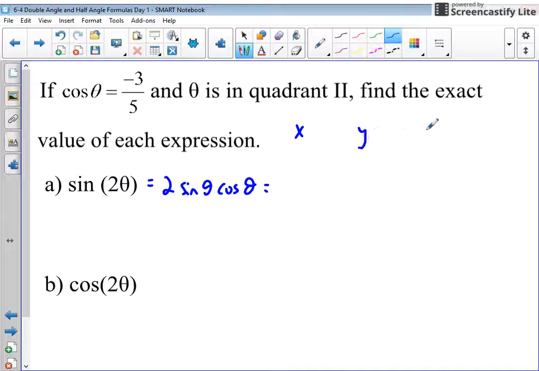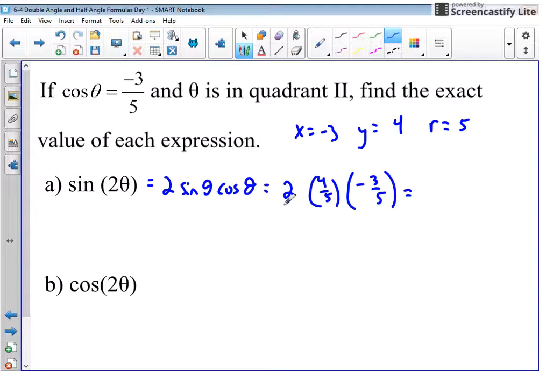So let's find out what the x, y, and r values are. If cosine is -3/5, that means x is -3, r is 5, therefore y would have to be 4. Since this is in the second quadrant, the y value is going to be positive. So I'm going to take 2 times the sine. The sine will be 4/5, because that's y over r. And the cosine will be -3/5. That's x over r, plus that's given to you.